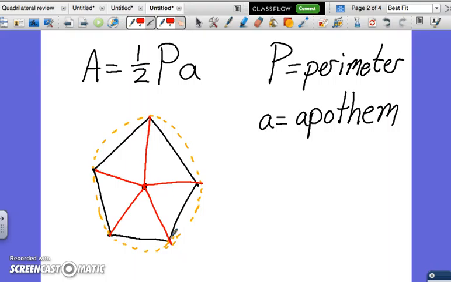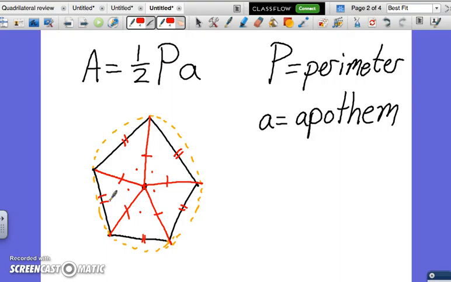When we do that, if you look, we've got 1, 2, 3, 4, 5 equilateral triangles, because all of these radii are exactly the same and the distances across the bottom are all the same. So what we've created here is 5 identical triangles, 5 congruent triangles.